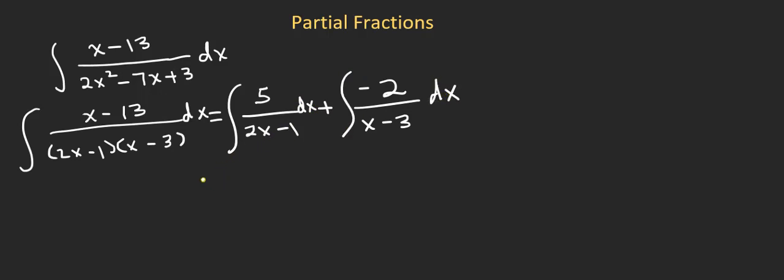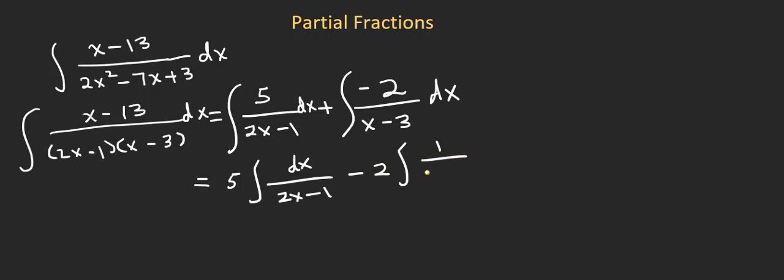So this will be 5 integral of dx over 2x minus 1. I'm going to take out the negative 2. 1 over x minus 3 dx.